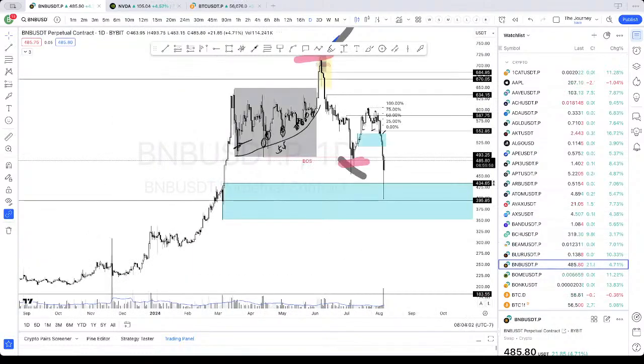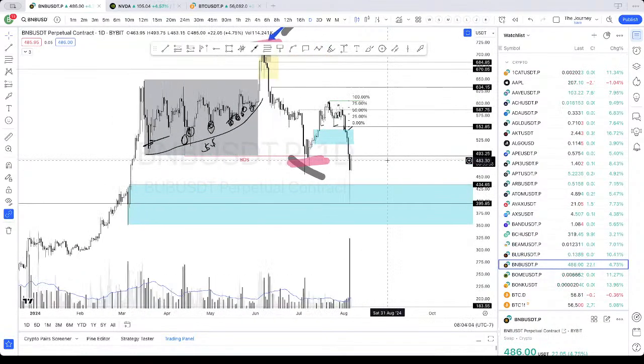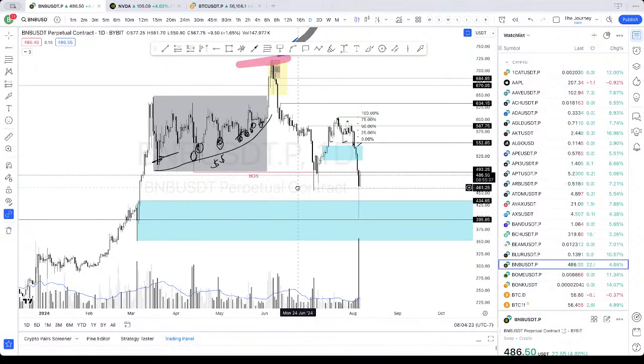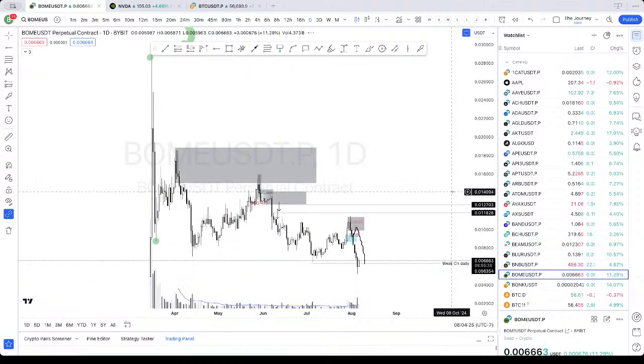BNB. Well, ain't that something? It actually came down and mitigated that final demand. Not a great look, though. Here's the best look on the BNB chart, and again, you'll see this common theme: the potential failure of this low. That looks better to me. Cool. Boom.